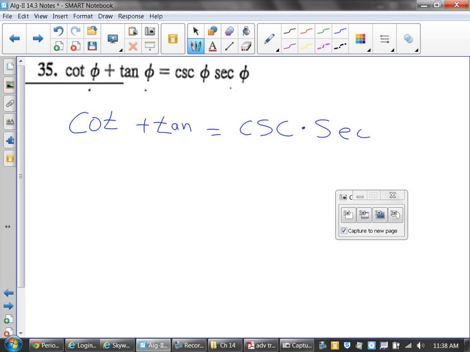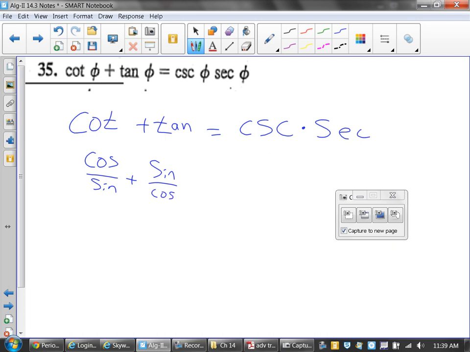So take a look at what we have here. Does everybody see how it starts with addition, but it ends in multiplication? Do we also agree that cotangent and tangent can be rewritten as fractions? What is cotangent as a fraction? Cosine over sine, and tangent is sine over cosine. So I have cosine over sine plus sine over cosine.